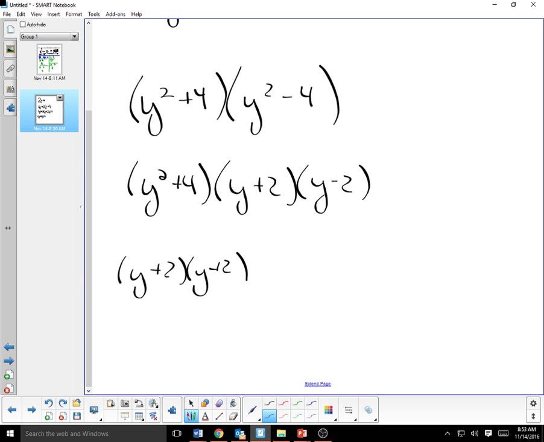Let's see what happens when I multiply this out. y times y is y squared. That's 2y, that's 2y, so that's a 4y plus 4. Is that what I had? So can I factor it this way? Well, maybe the minuses?